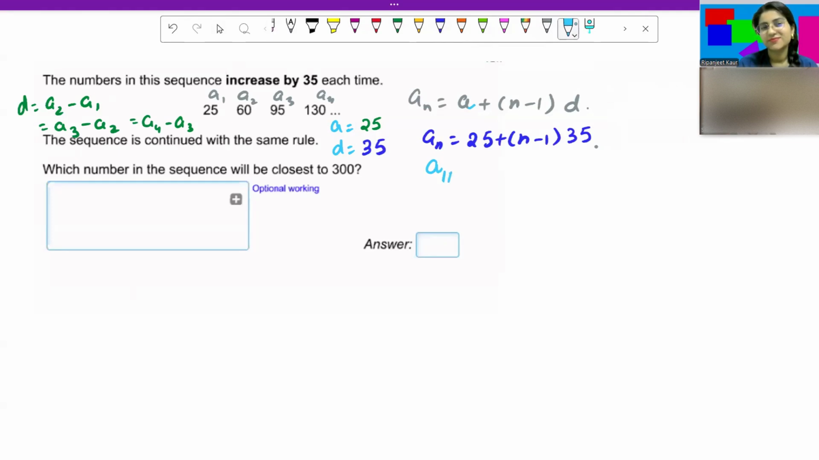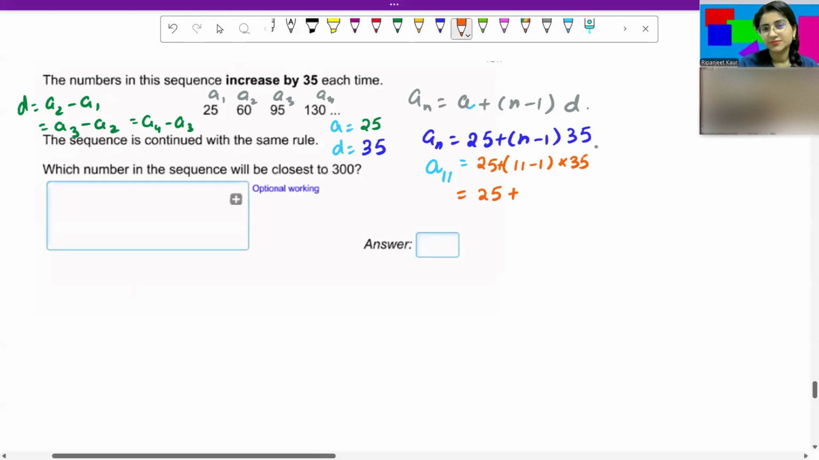Why will it be easy? Oh, 11. Yeah, 11 minus 1 is 10, times 35. What is going to be our answer? And what is the rest? So just 10 times 35 plus 25. Yeah, 10 times 35 is 350, plus 25, which is 375. So we found A11 is 375.